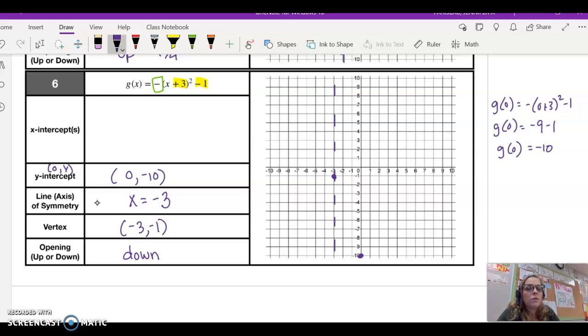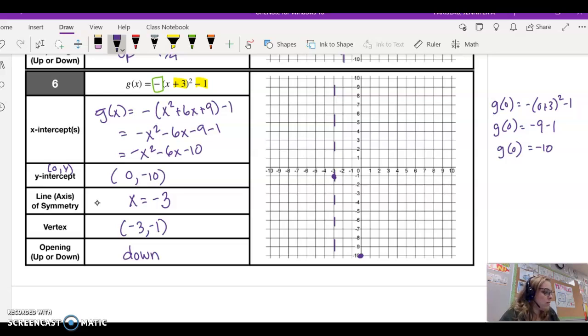Okay? The other way that we could find that out is we can go ahead and convert this to standard form. So we get g of x equals -x squared plus 6x plus 9 minus 1. Distribute that. All right, and so some things to think about: if that's my leading coefficient, okay, so two factors of 10 that add up to 6? Well, they don't exist.